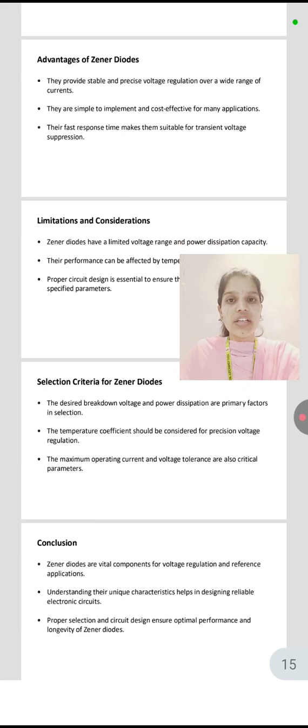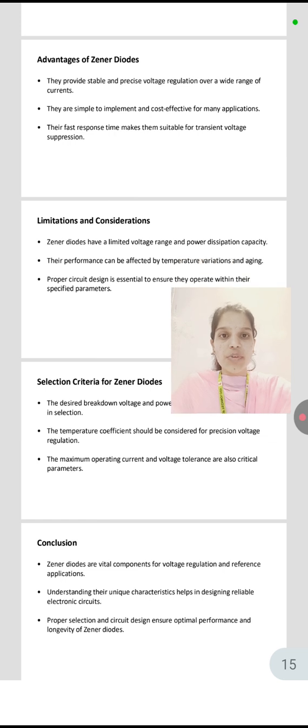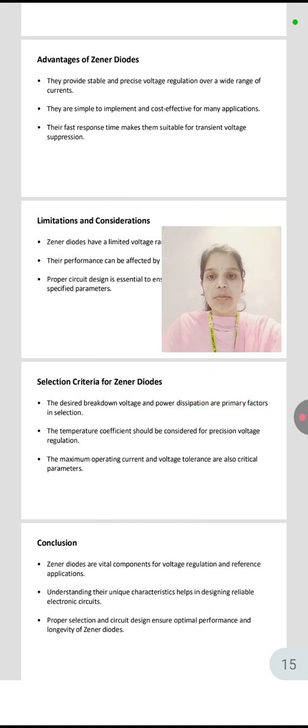And limitations and considerations. Zener diodes have a limited voltage range and power dissipation capacity. Their performance can be affected by temperature variation and aging. Proper circuit design is essential to ensure they operate within their specified parameters.